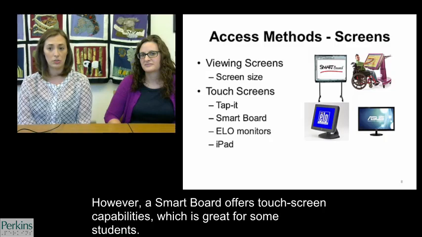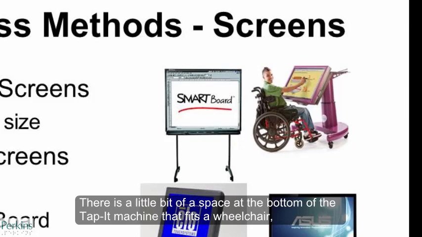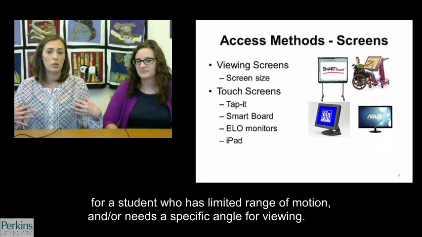On the far right, there is the tappet, which is really great for students who are in wheelchairs. There is a little bit of a space at the bottom of the tappet machine that fits a wheelchair, and the tappet screen has a lot of different flexible positions so that you can get very close for a student who has limited range of motion or needs a specific angle for viewing.